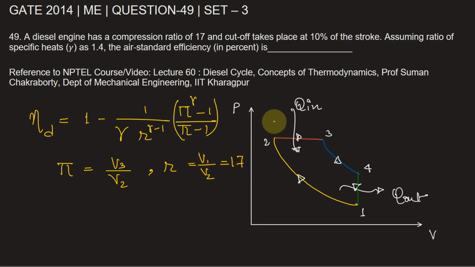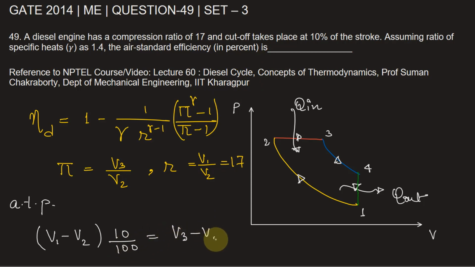Now we know that cutoff takes place in the combustion process. So according to the problem, it's given that cutoff takes place at 10% of the stroke. So full stroke is from 1 to 2. So this will be V1 minus V2. This is the full stroke. And in the problem, it is given that 10% of the full stroke. So we multiply it by 10 by 100. And that is equal to the cutoff. So that is V3 minus V2.